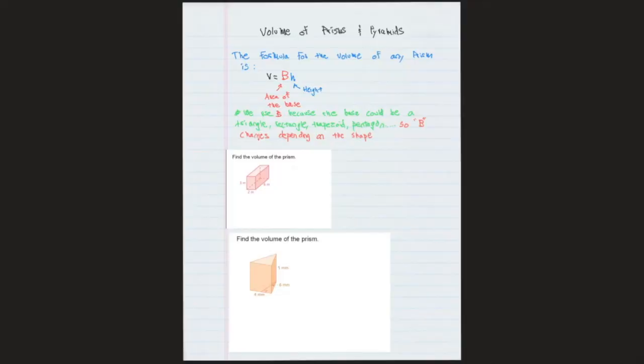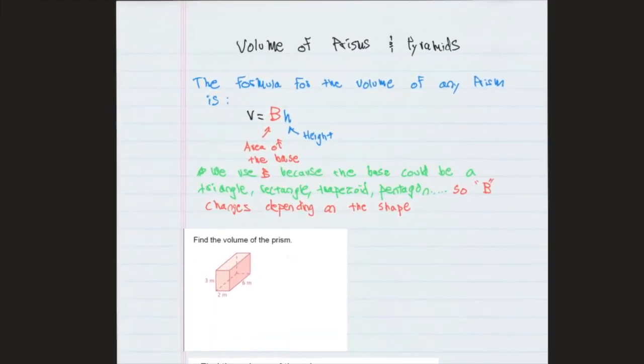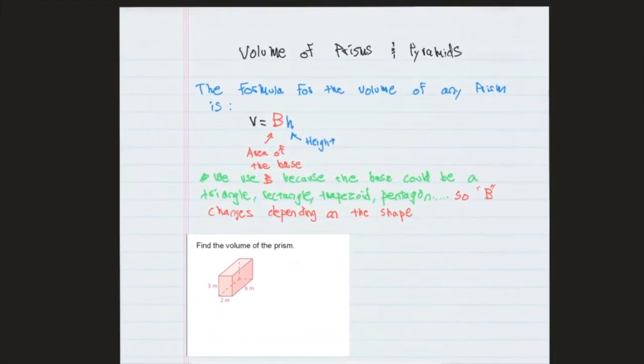Mathematicians, today's lesson is on volume of prisms and pyramids. We went over surface area of prisms and pyramids. You'll be happy to know that volume is much easier. It's a much simpler formula. When you're trying to find the volume, first we'll start with a prism. The generic formula is you take the area of the base and then you multiply it by the height.